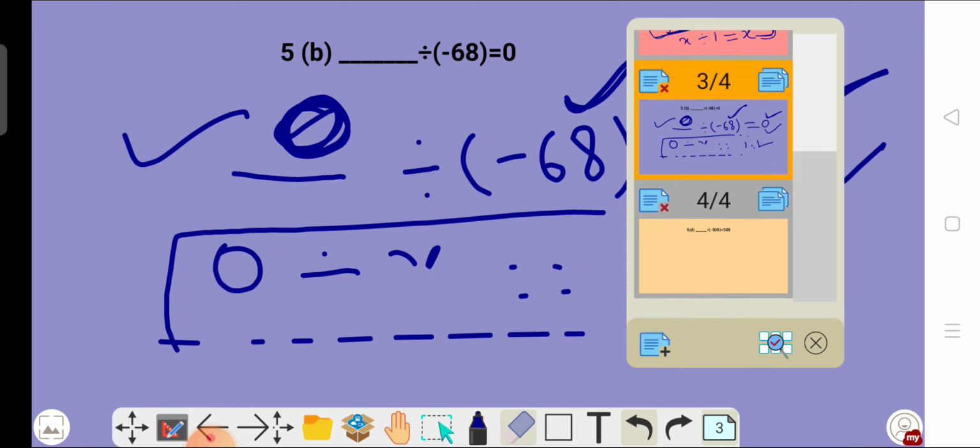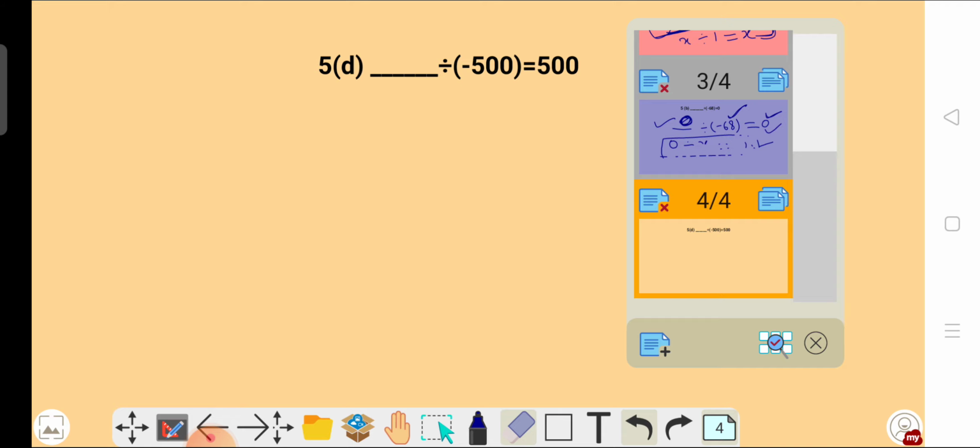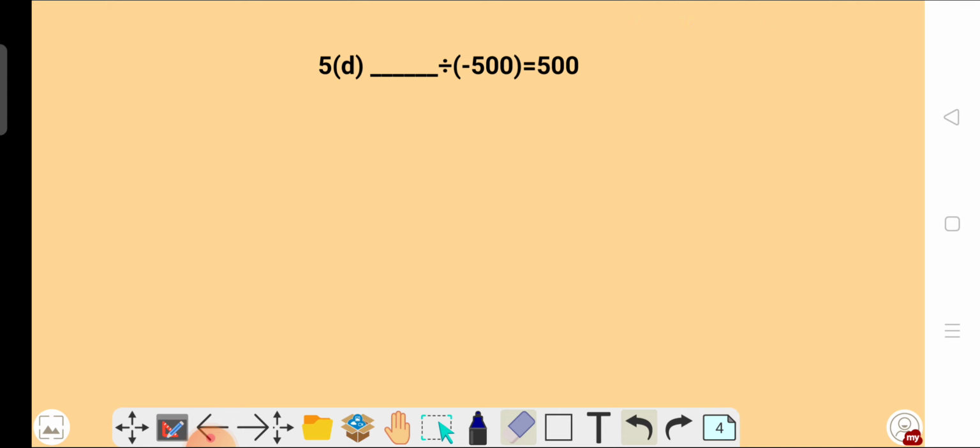Now we will move on to the next part. This is your D part of question number 5th. C part is same as like A part. Try to do it by yourself. Okay. So this is the D part, beta.